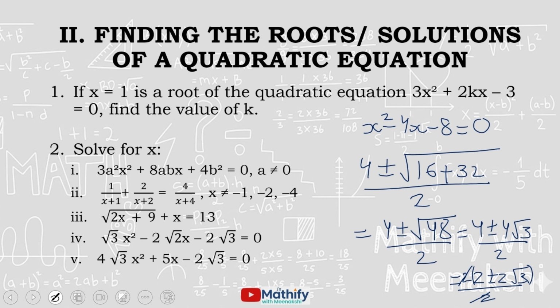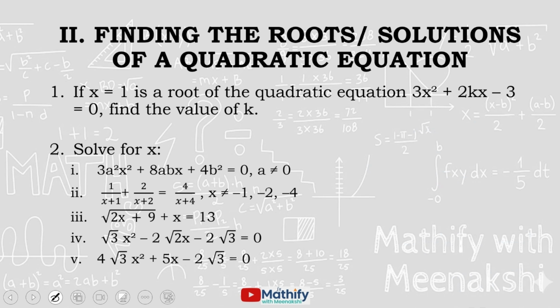Let's move to third question. Now for third question, you have to see carefully that your x is under square root sign. Whenever your x is under square root sign, you can't solve this directly. You have to always square both the sides. So what I will do first, I will move x to that side, and it becomes root 2x plus 9 is equal to 13 minus x. Now I will square both the sides. So it becomes 2x plus 9 is equal to 13 minus x whole square.